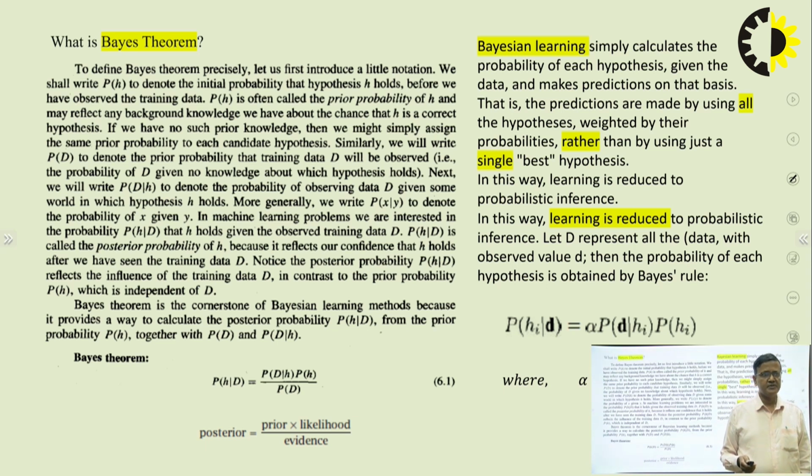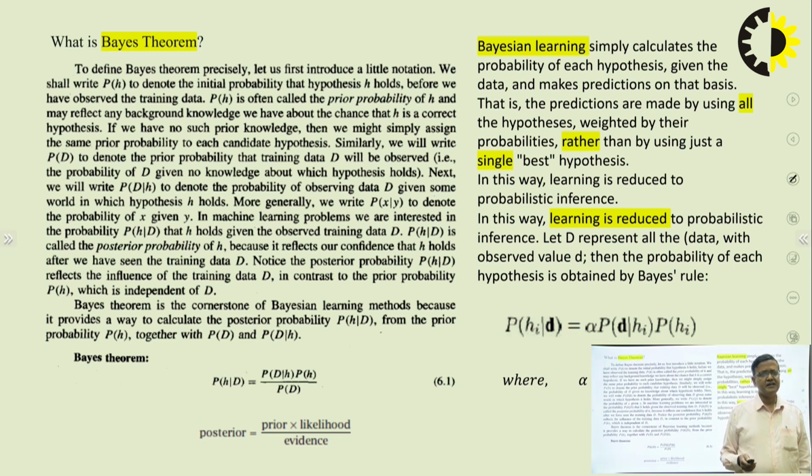In Bayes theorem, we have the term P(h given the observed data), which we are trying to calculate. It is calculated as the probability of data given the hypothesis, multiplied by the probability of the hypothesis, which is the prior of the hypothesis, and divided by the probability of the observed data.